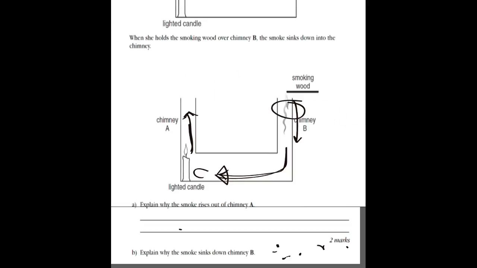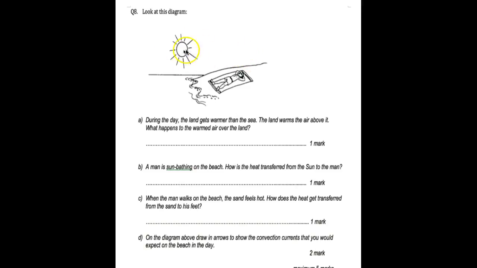We'll go straight on to the next page. Okay, so now we're looking at this diagram. This man is lying on the beach. During the day, the land gets warmer than the sea. So the land warms the air above it. So what's going to happen to warm air? It's going to rise. So the first answer here for 1 mark is it will rise.